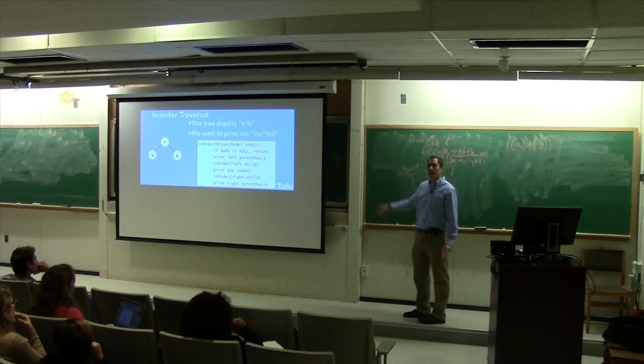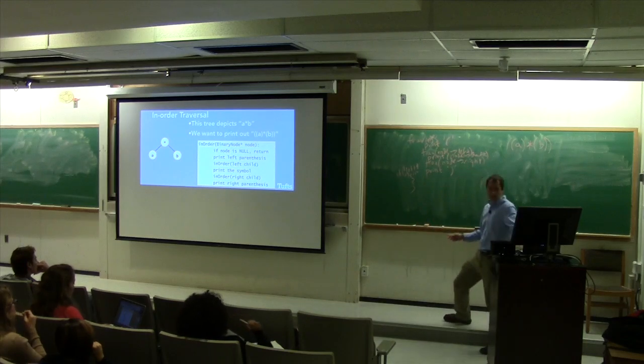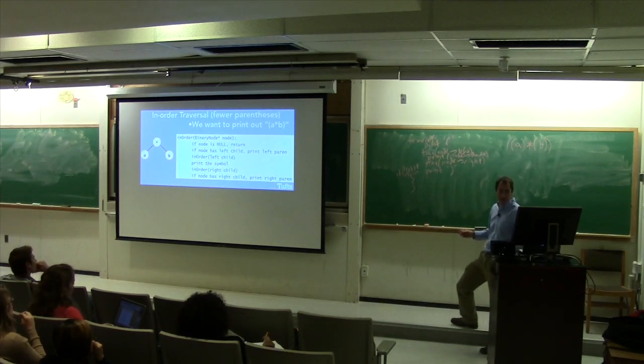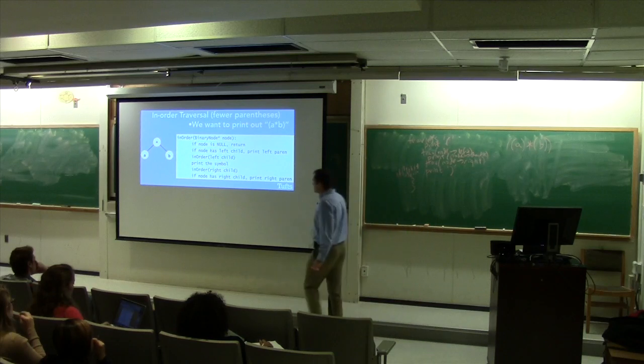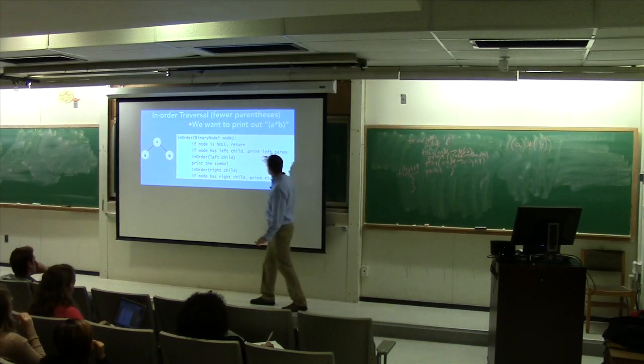If not left and not right. Yeah, I mean, you basically check and make sure that there's no left or right for the node, and then you would not print it. OK, so I like that. There we go. If the node has a left child, print the left parenthesis.